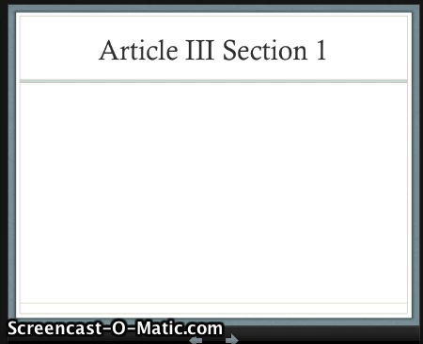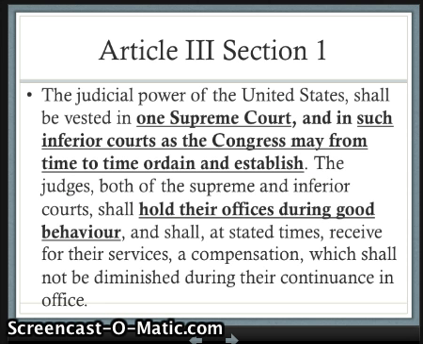The judicial branch comes from Article 3, Section 1 of the United States Constitution. This is the shortest section of the Constitution. It really does not provide all that much information about what the courts should do and what they look like. But what it does say is that the judicial power of the United States shall be given to one Supreme Court. So we know, according to the Constitution, we must have one Supreme Court. And that court is set up across the street from the Capitol Dome.